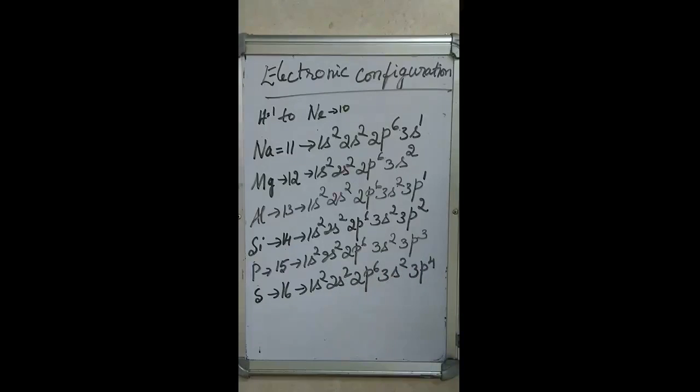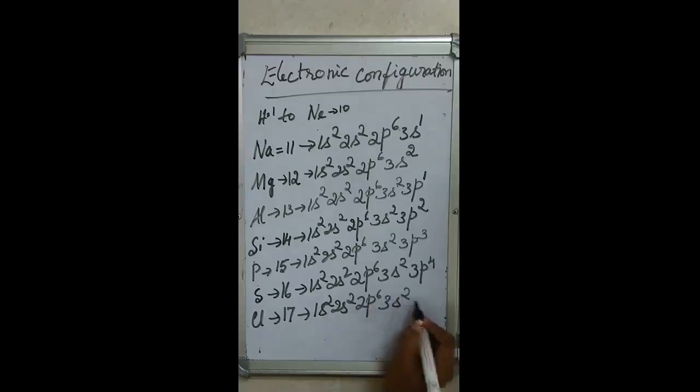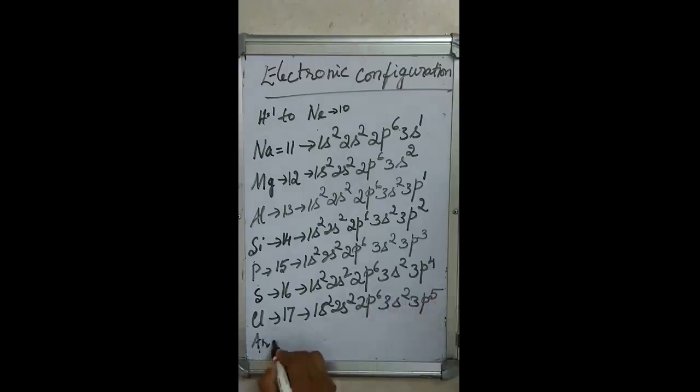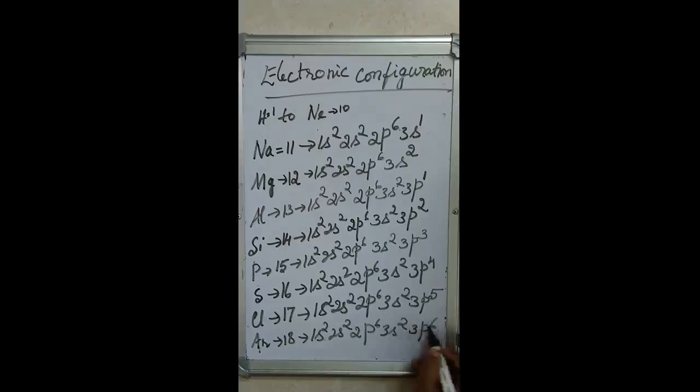Please write it down in your notes so that you can practice. After that, chlorine 17. You should know the atomic number as well as the element up to 30. 1s2, 2s2, 2p6, 3s2, 3p5. Next, argon. Argon is a noble gas: 1s2, 2s2, 2p6, 3s2, 3p6. So it is 3p6.